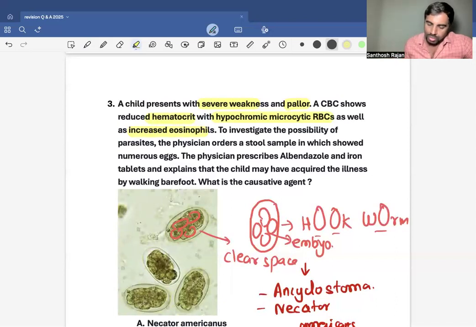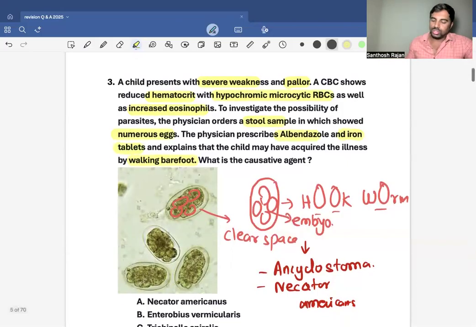Investigating the possibility of a parasite, the physician orders a stool sample, which showed numerous eggs, and this is the egg picture they've given down. They prescribed albendazole and iron tablets, and they explain that the child may have acquired the illness by walking barefoot. That's another important point.